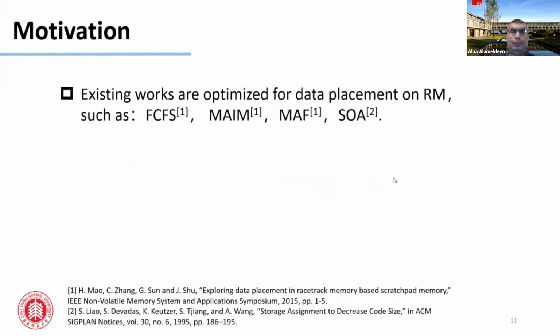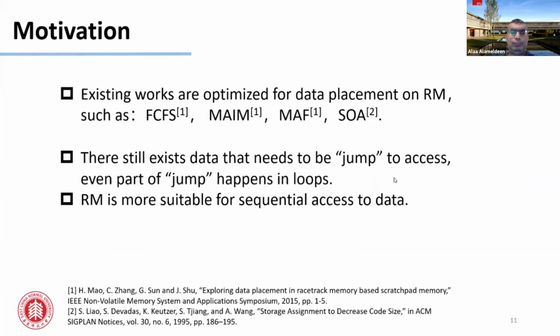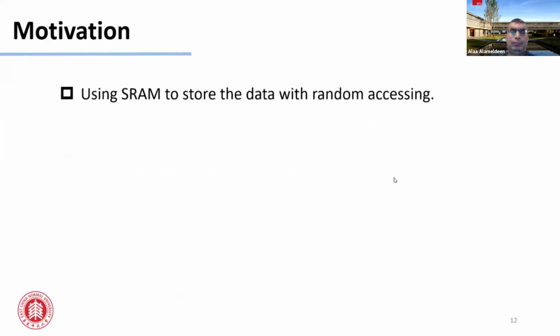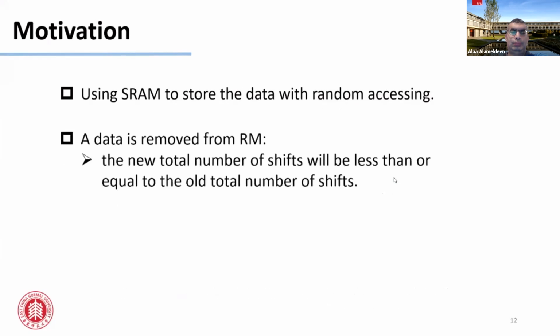There are many works to optimize the data placement for RM, but there is still much data that requires many shifts when accessed. We call this a jump, especially when the jump exists in a loop. The shifts will increase sharply. Thus, RM is more suitable for sequential access to data. Therefore, we use SRAM to store data that needs to be accessed by jumping. We proved that after placing the data from RM to the SRAM, the total number of shifts must be less than or equal to the original number of shifts.